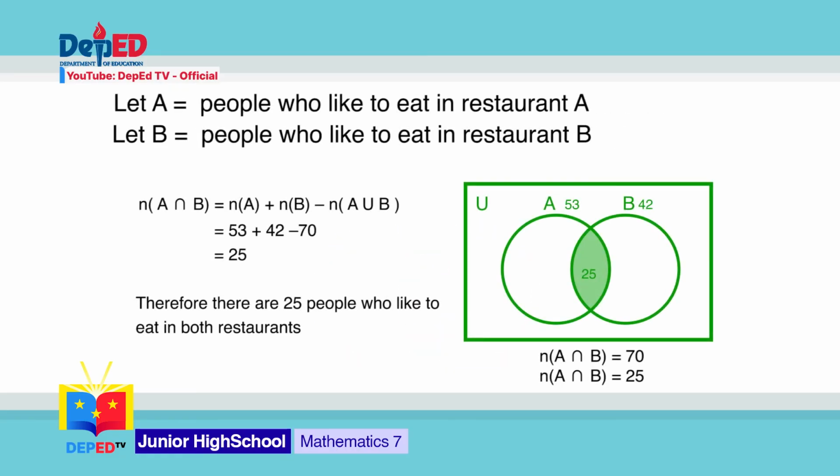So, for the first question, how many like eating in both Restaurant A and Restaurant B? What is your answer? Correct. The answer is 25. This means that 25 of the 70 residents in Barangay General P. Santos like eating in both Restaurant A and Restaurant B.